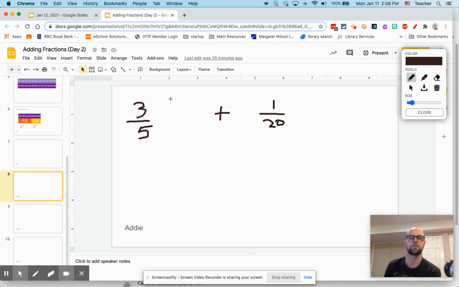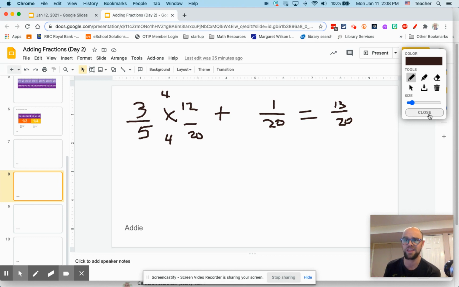And we talk about what equivalent fractions are, and I can write right on it, and 5 times 4 is 20. So we know that this is out of 20. 3 times 4 is 12. So we know we're adding 12/20 plus 1/20 equals 13/20. Boom, and the students can see it. You can be marking up what's happening. They're like, oh yeah, that makes sense.